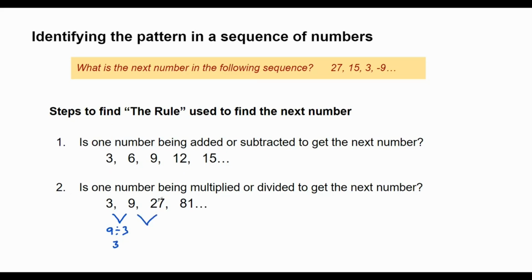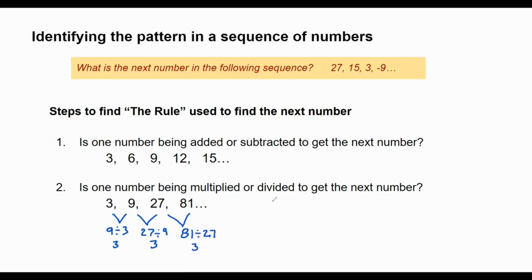27, the third number divided by the second number, divided by 9, is also 3. It's just a coincidence that both of these use the number 3. There's nothing magical about the number 3 here. Oops, not divided by 3, divided by 27. So 81 divided by 27, you guessed it, that's also 3.